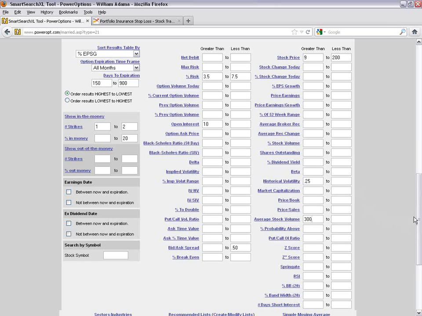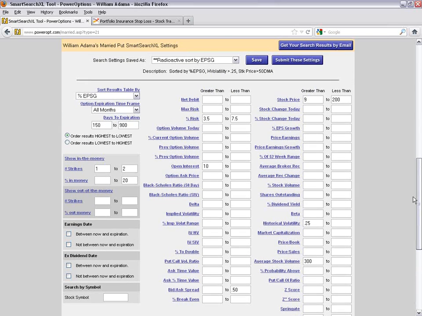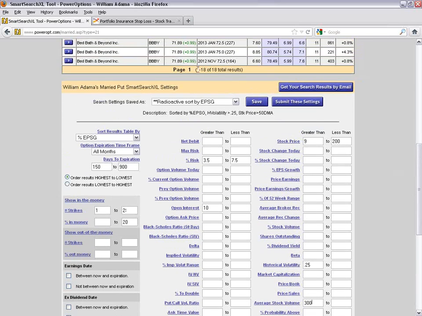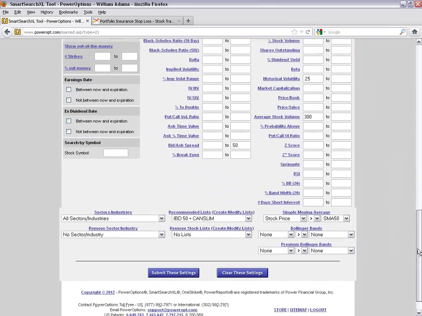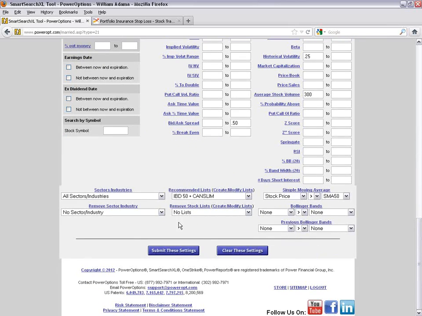Well, that seems like an open search. Why do we only have 18 results? Here up at the top, you see that we had 18 total results on probably 12 different stocks. Well, the reason why is, as we scroll down to the bottom, we have this field in the center section for recommended lists.